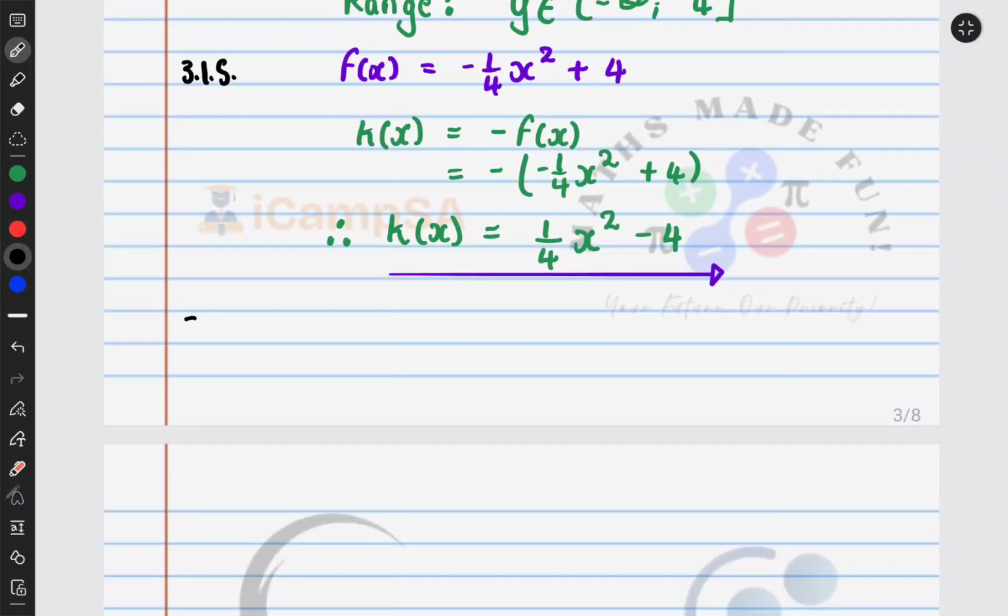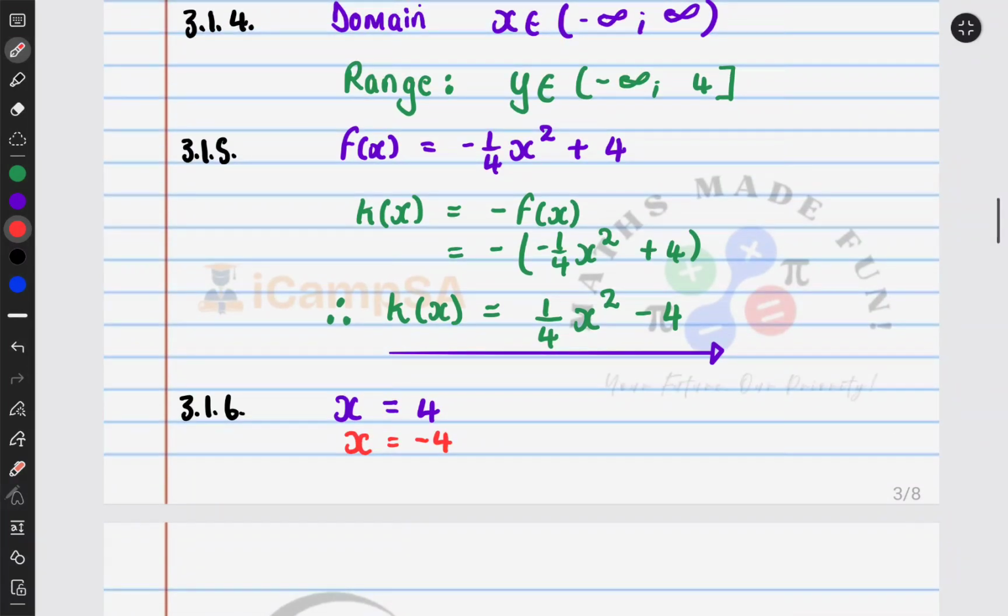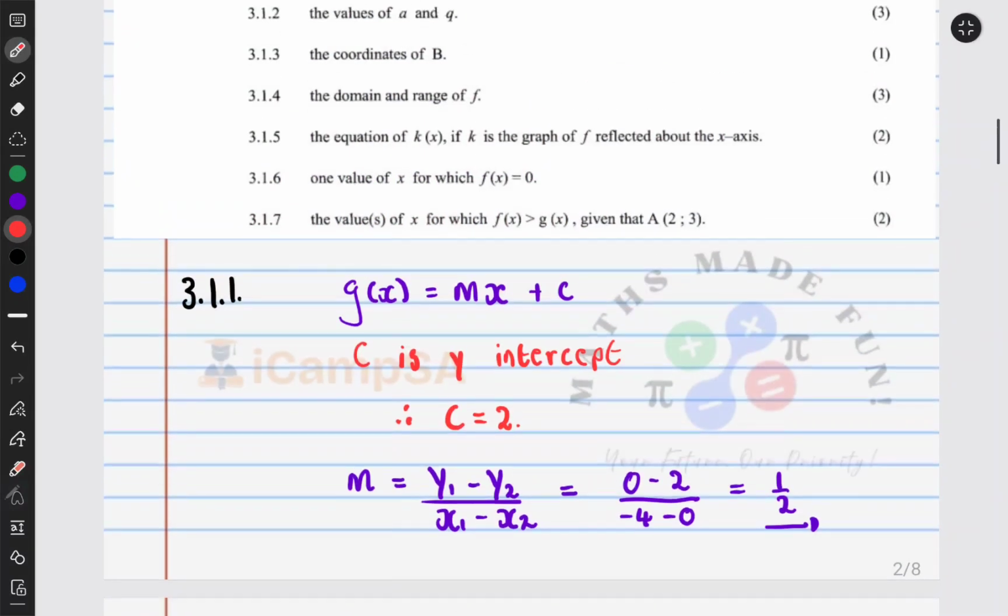So this one is 3.1.6. We're looking for the x values. X is equal to 4. We can take x is equal to 4, and let's just put also x is equal to negative 4. Those are the two values, but you only need one.